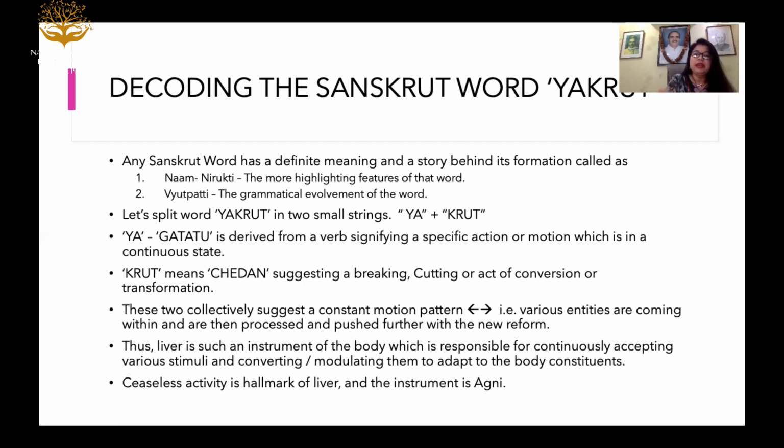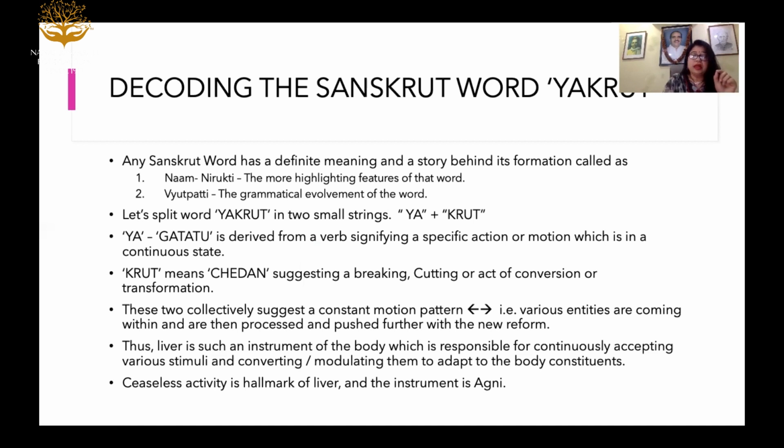So it is really very important to understand, now in terms of Yakrut, what is coming in, what all things are coming in, how they are being changed, and what new product is being formed and sent in the body. So thus, liver is such an instrument of the body which is responsible for continuously accepting various stimuli. Here, there can be stimuli from rakta dhatu or from rasa dhatu or from ahar ras. And then further, it is being converted or modulated in such a form that it can be adopted by the body for the various functioning and for the development of the body.